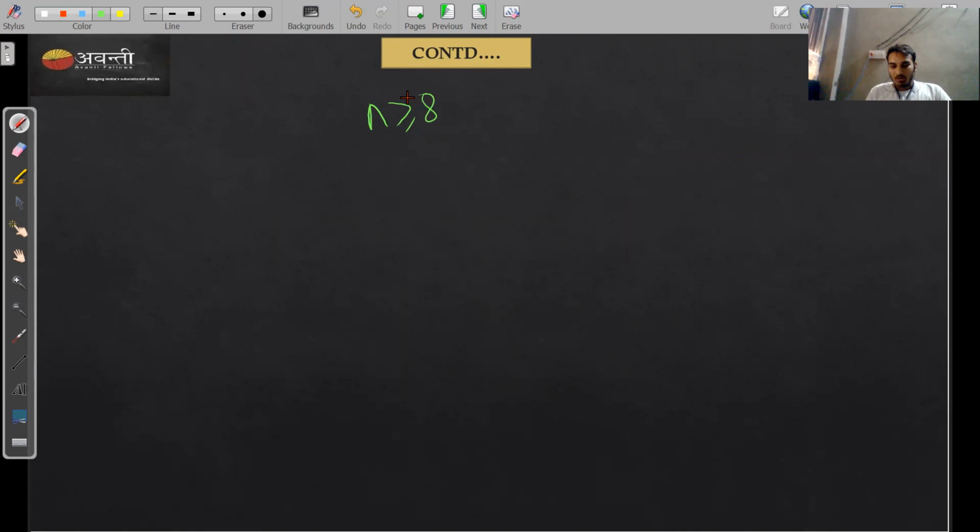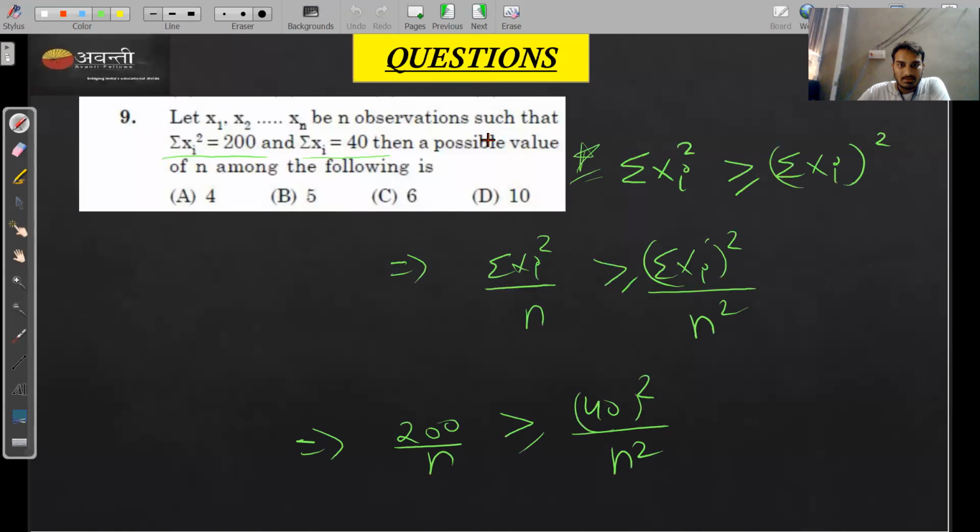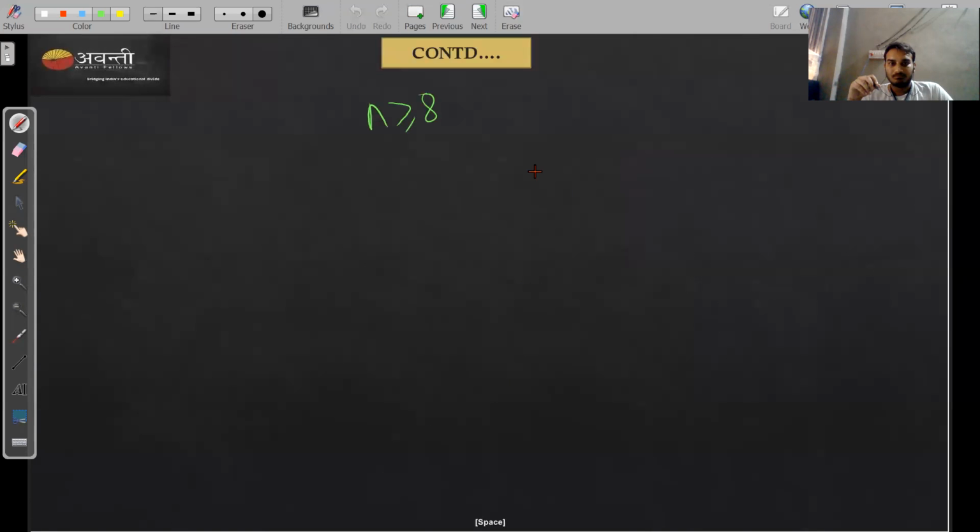Okay. When you solve it, you get n greater than or equal to 8, which means the possible value of n is only 10, right? Only 10. Okay. So this is clear, right? So n is greater than or equal to 8, right?